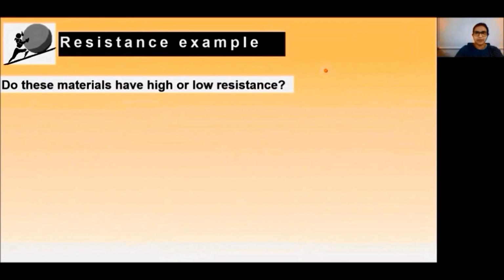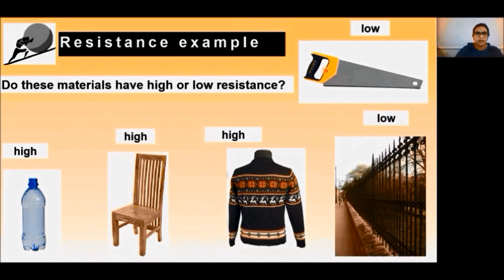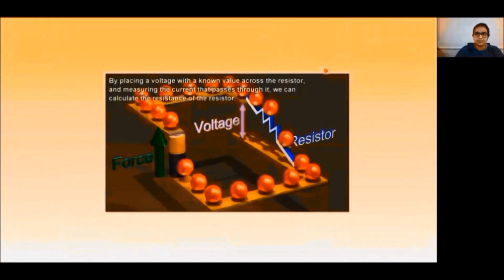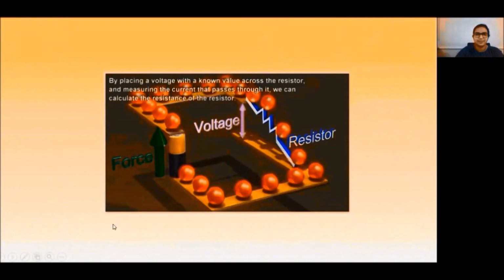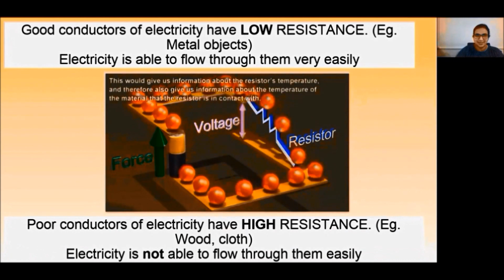A component of a given size that offers a low resistance is a good conductor. An insulator of the same size offers even higher resistance. Do these materials have high or low resistance? It has high, low, and high. So insulators offer high resistance and conductors offer low resistance. That means good conductors of electricity have low resistance and poor conductors of electricity have high resistance.